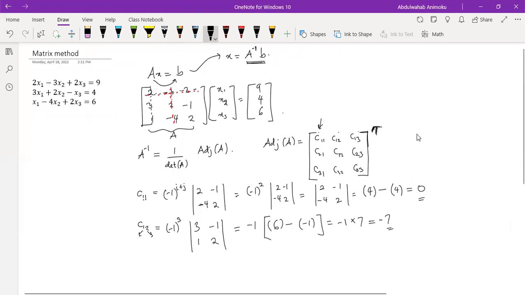I'll be fast in the rest of the calculations so that you at least understand what we're trying to do. Now this one will be -1 raised to power 4. So let's find the determinant of this matrix, which is crossing out the third column and the first row. What does that give us? That gives us 3, 2, 1, -4.